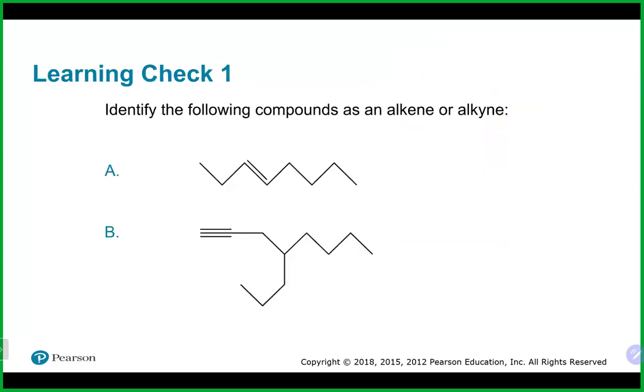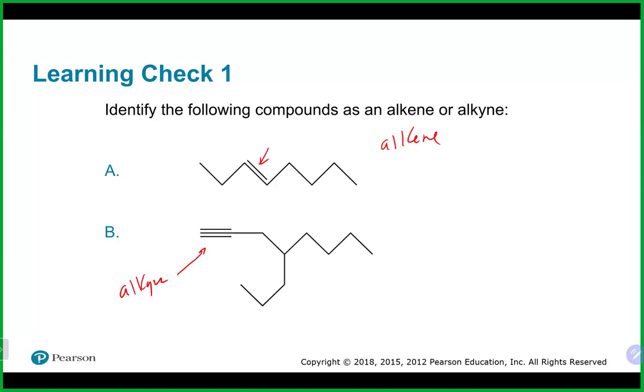Now, how do we go about naming these? Let's first identify them. Is the first one an alkene or alkyne? It is an alkene, as that is the double bond, right? This is an alkyne, as we have a triple bond, and you can kind of see it's linear as well. So how do we go about naming these, to finish up here for today?